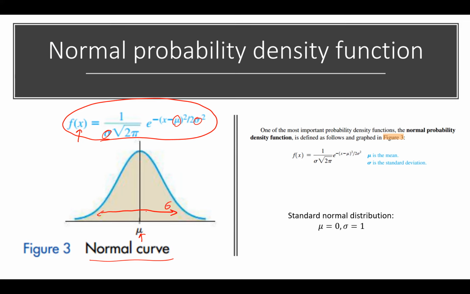When it comes to a standard normal distribution, we have mu equals 0, centered around 0, and the standard deviation equals 1. That's just a special type of PDF, probability density function, which is quite widely used.